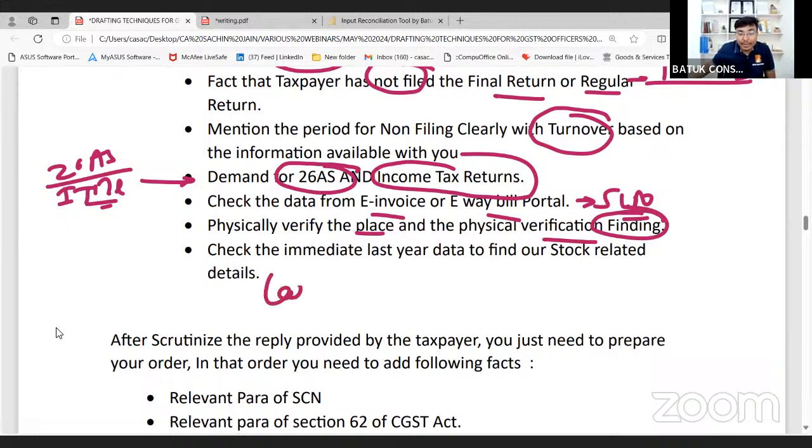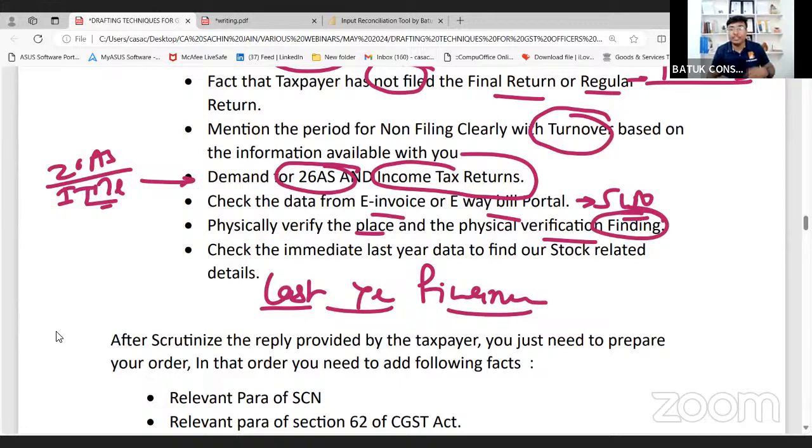You also need to demand the last year financials. When you demand the last year financials, whatever was the closing stock during the last financial year, you just need to verify the same closing stock in the current financial year, because if there are any sales, the closing stock will not remain there, otherwise the same closing stock should be there. So when you issue the show cause notice, at the same time you just need to include this fact as well, that provide your last year financial statement, whatever the stock position is, we just want to confirm the same from the current financial year.